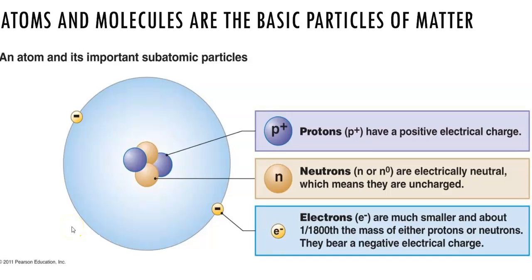Protons have a positive electrical charge. Neutrons are electrically neutral, which means that they are uncharged, and electrons have a negative charge.